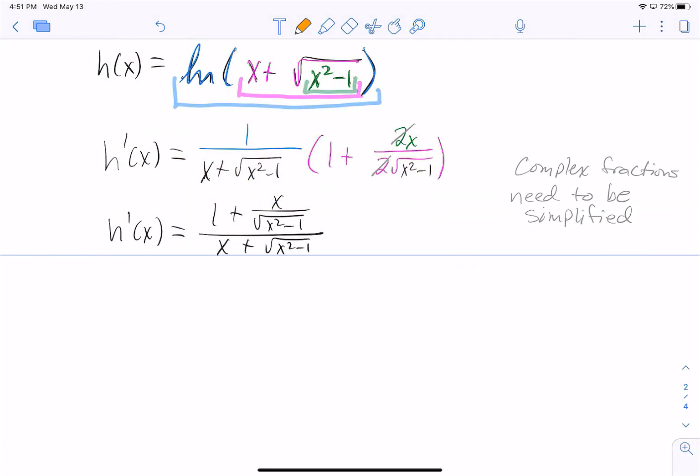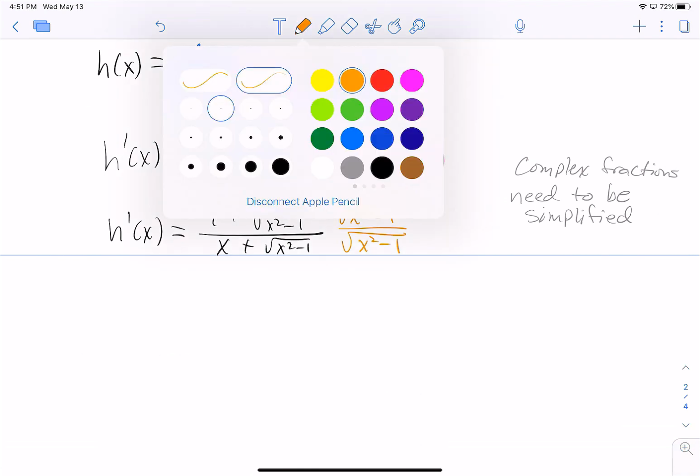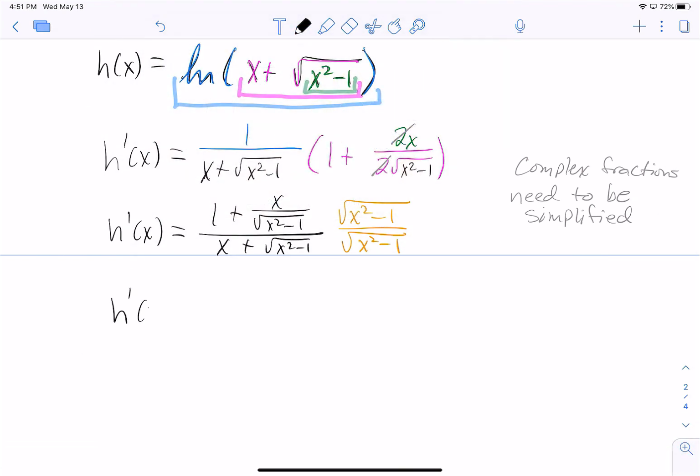In this case, what that means is we're going to multiply numerator and denominator by the little fraction that makes it a complex fraction. So we're going to multiply numerator and denominator by the square root of x squared minus 1. The result in the numerator when we distribute that is going to be the square root of x squared minus 1 plus x, because that square root divides out. That kills the complex fraction. That was the point of the whole mess, right?